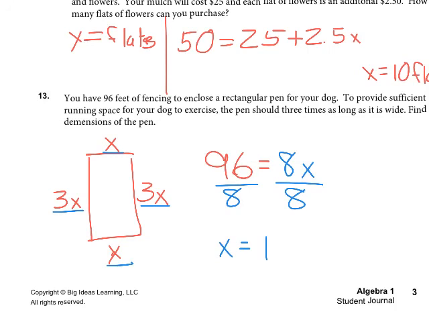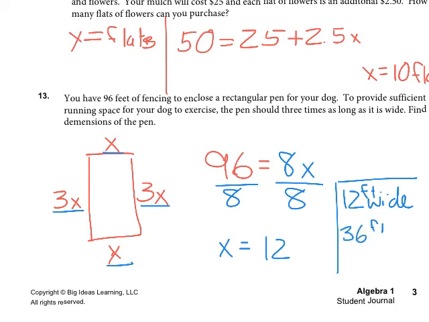12? So 12. Is 12 the answer? It wants the dimensions, right? So it's going to be 12 feet wide, I guess I should put in there, and 36 feet long. Okay, so 12 feet wide, 36 feet long. Okay?